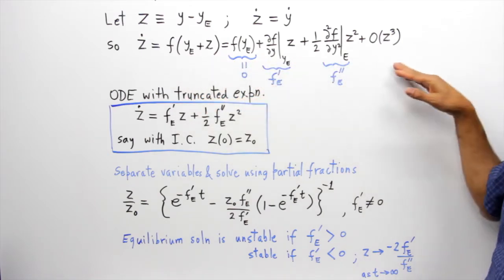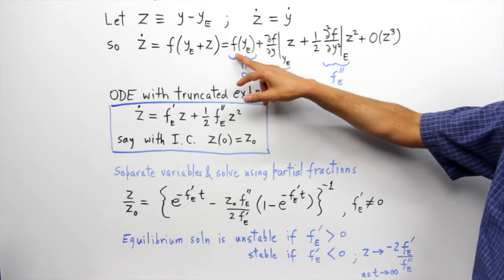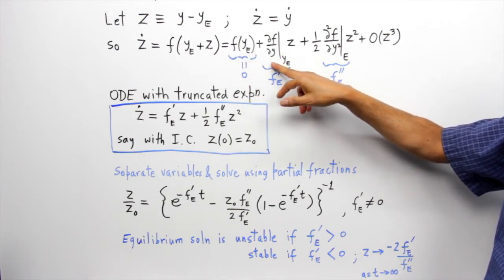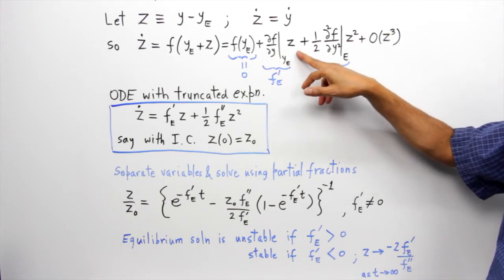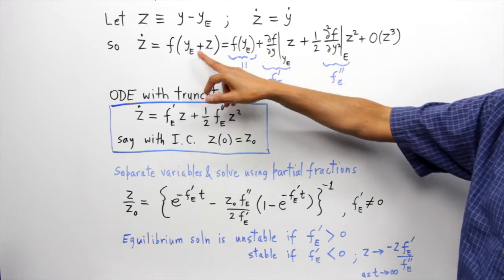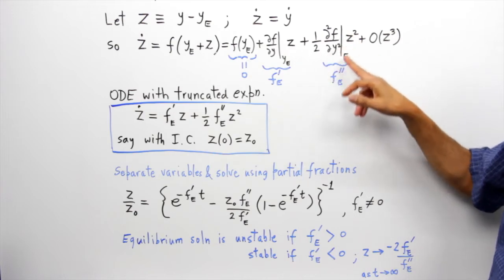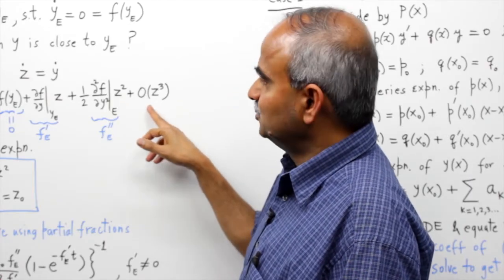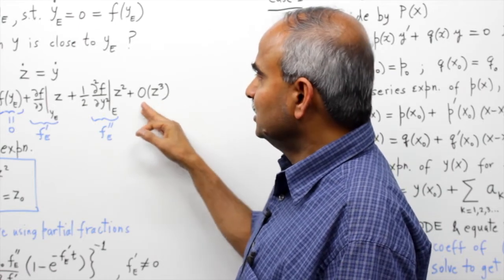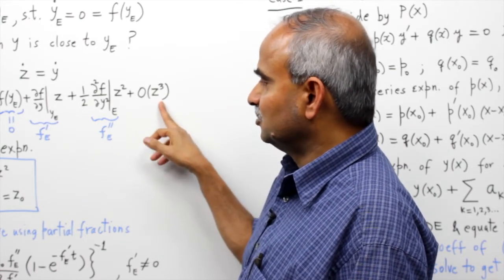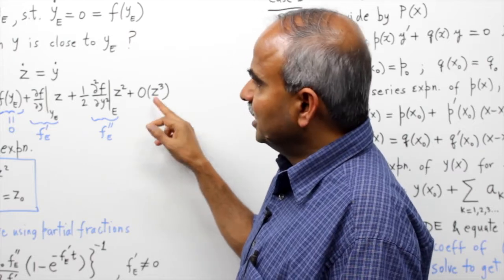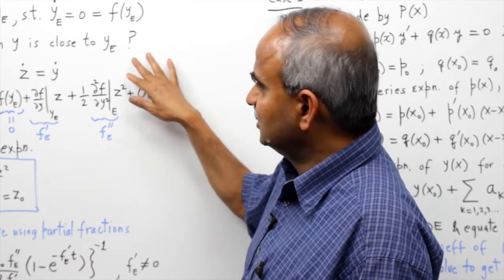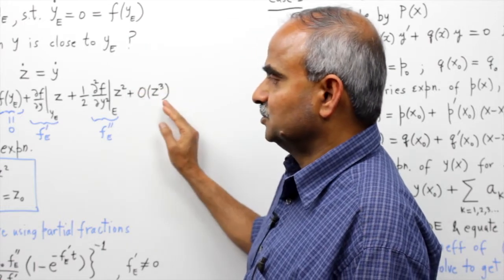And so this is the Taylor series expansion. First term, the function evaluated at ye. The derivative of f with respect to y evaluated at ye times the displacement from the equilibrium solution, z. Second derivative, z square, and higher order terms, and you can keep more terms if you want to. We are indicating that these terms are of order z cube, and what we're going to do further is we're going to truncate the series. We're going to drop any further terms.